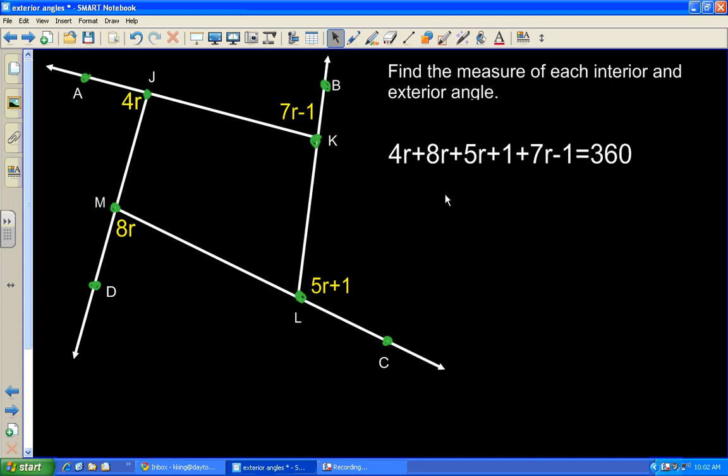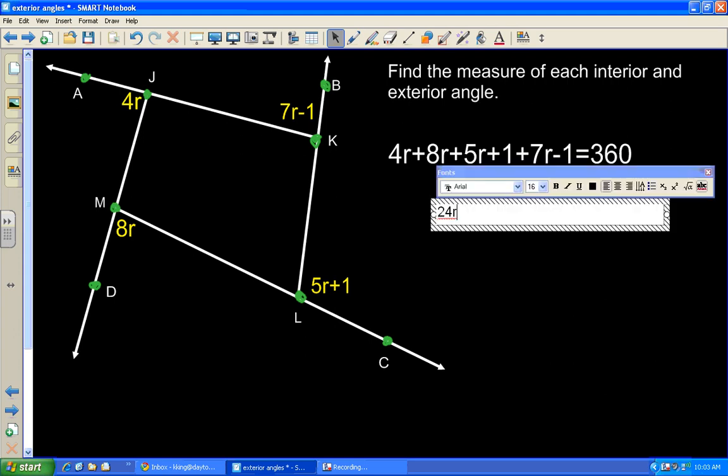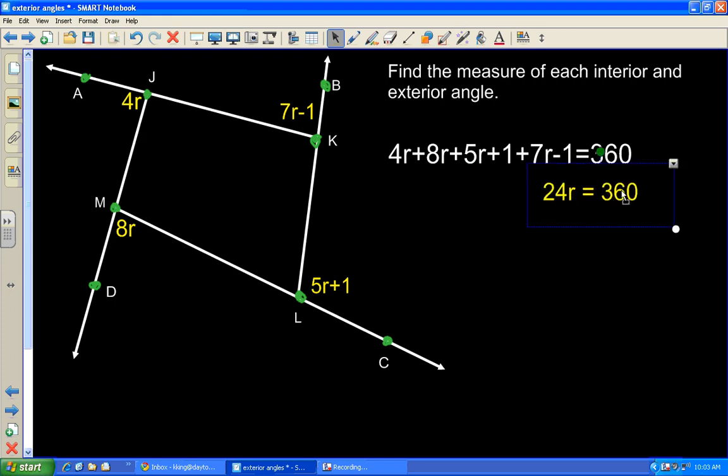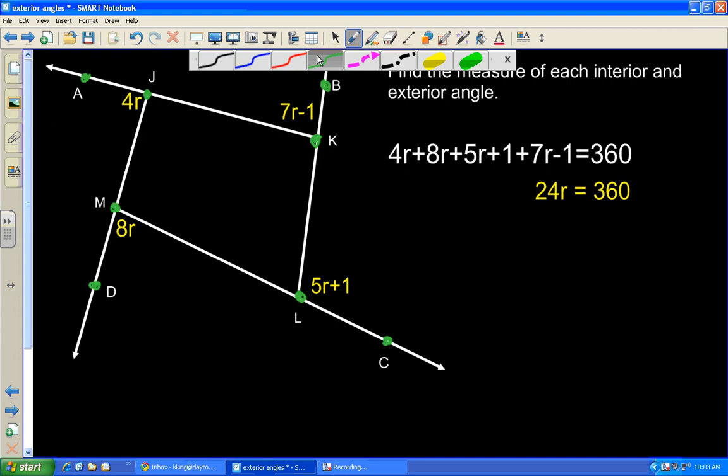From there, I need to combine my like terms. So I have 4, 8, that's 12, 17, I see 24r. And then positive 1 and negative 1. Oh good, those cancel. I like it when that happens. So 24r is equal to 360 degrees. So all I did was combine my like terms. Alright, from there, I am going to need to divide by 24, right?